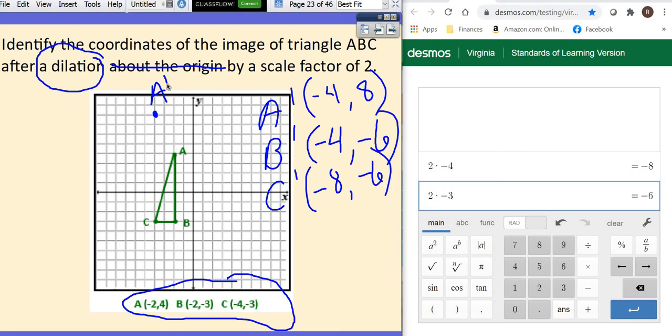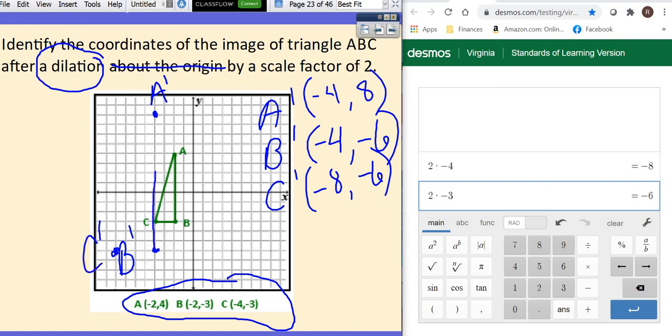And b prime is -4, -6. So 1, 2, -4, -6, which would be here. So that'd be b prime. And then c prime would be -8, -8 and -6. 1, 2, 3, 4. So that would be c prime right there.